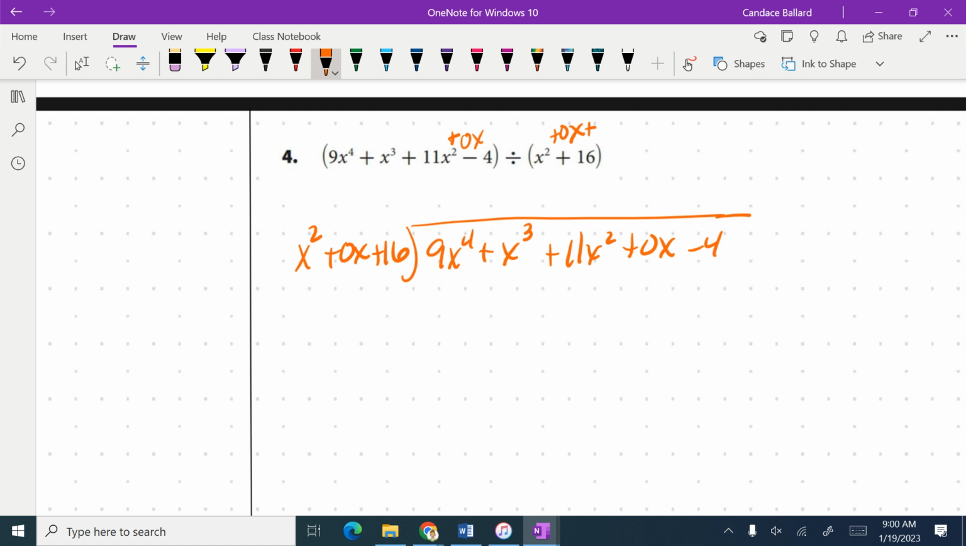Okay. How many times does x squared divide 9x to the fourth? 9x squared. All right, what are we going to do next? What's our operation? Distribute, which is multiply in algebra 2. All right, so 9x squared times x squared is? Good. 9x squared times 0x is? 0x technically cubed, right? So that gave me a spot here. So I didn't mess that up and write the wrong thing down. Okay. 9x squared times 16 is what?